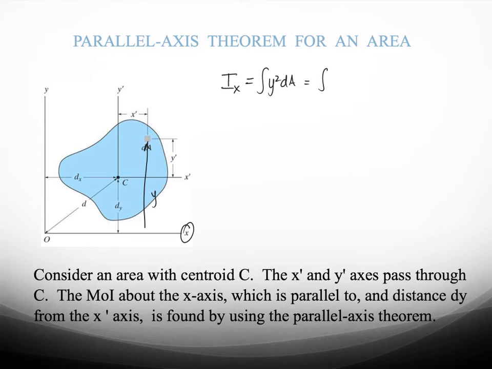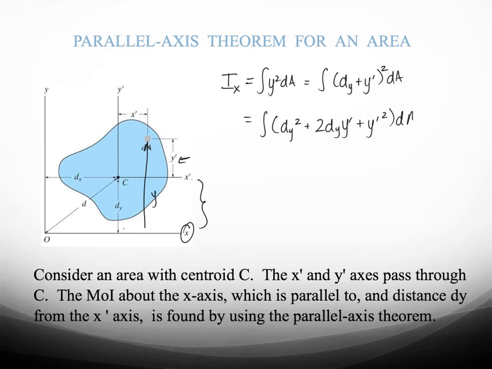But notice that that y is actually the addition of dy plus y prime. Now the y prime is the coordinate of dA in the prime system, and dy is the distance between these two axes. That's the distance that the axis has been moved, and this is all squared. Now if we expand that square, we get dy squared plus 2 dy y prime plus y prime squared, dA.